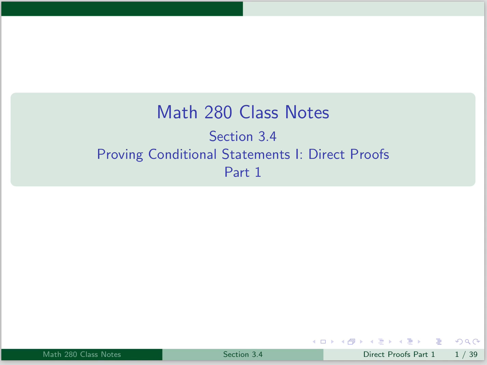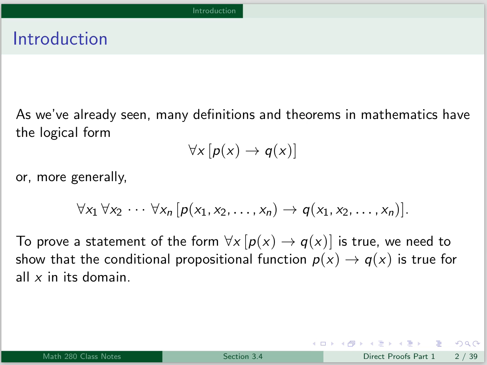In this video, we're going to look at the first part of Section 3.4, Proving Conditional Statements Using Direct Proofs. As we've already seen, many definitions and theorems in mathematics have the logical form for all x, p of x implies q of x, or more generally, if we have multiple variables, for all x1 through for all xn, p of x1 through xn implies q of x1 through xn.